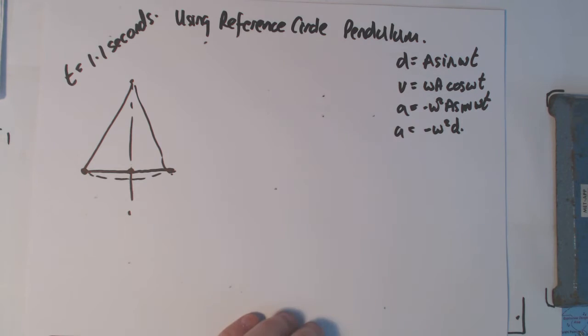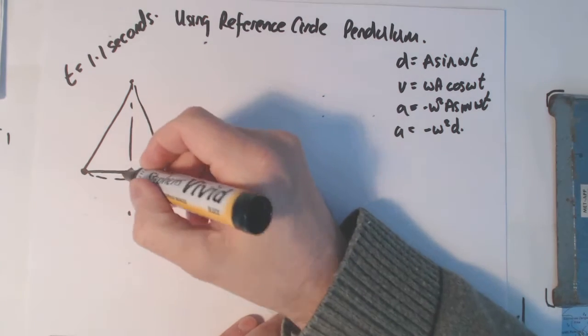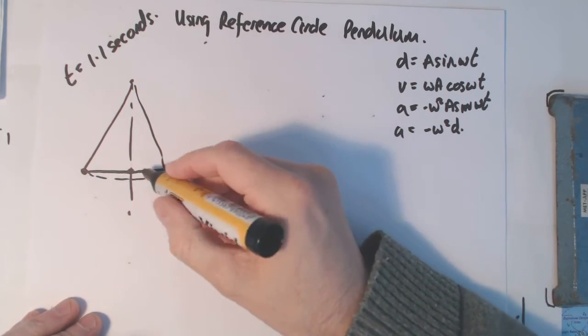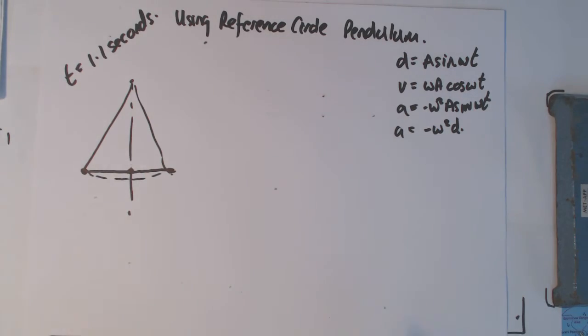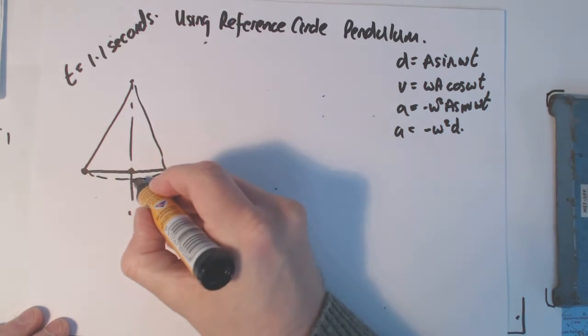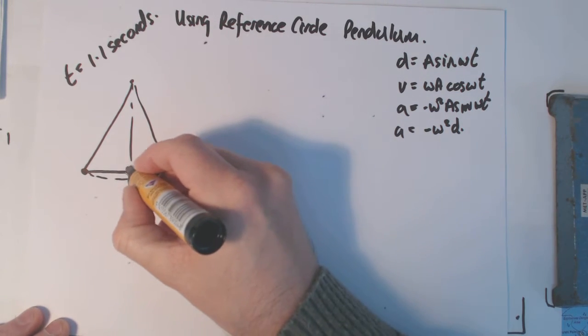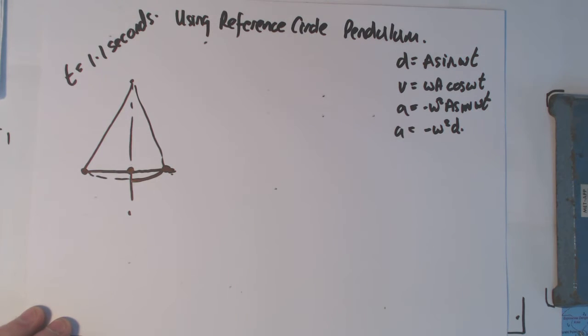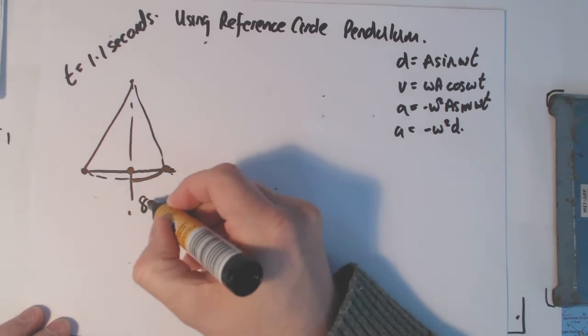I'm going to give it an amplitude, I don't know, 8 centimeters on each side, because we need small amplitude. The thing about the pendulum, remember, we're not talking about the arc length being 8 centimeters, we're talking about the horizontal distance. So that's what I mean by 8 centimeters.